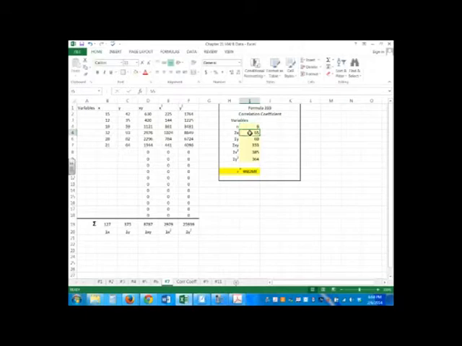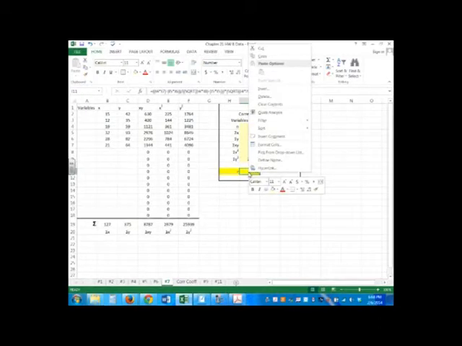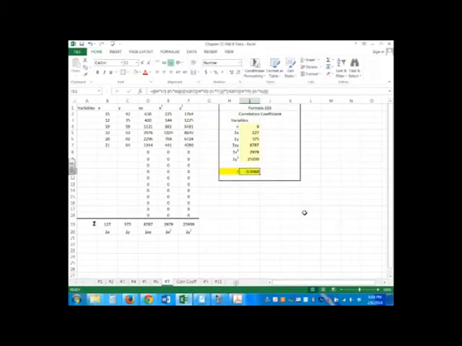Okay. Summation of x is right here. Summation of y is right here. Summation of xy is right here. Summation of x squared is here. Summation of y squared is here. It automatically calculates, and the instructions say to 4 decimal places. So what do I need to do here? Just right click, format the cell, 4 decimal places, done. And here's my answer.